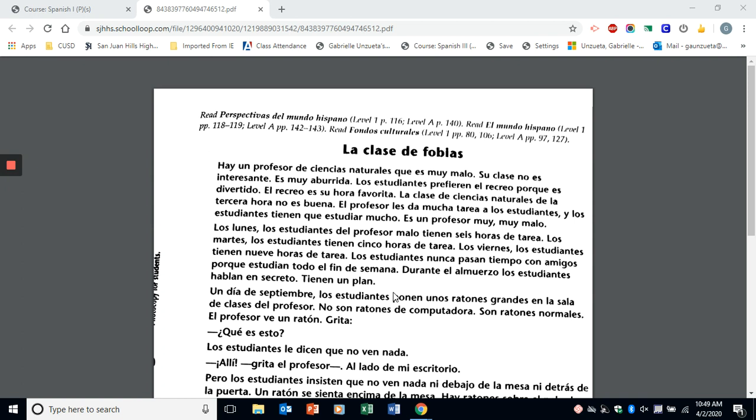Science class in third period is not good. The teacher gives a lot of homework to the students. Look at that "les" for me. That means "gives." He gives a lot of homework to the students. That "les" is an IOP, indirect object pronoun. You'll learn about it in depth in Spanish 2. That refers to the students. We don't have anything like that in English, so there's no English translation for it. So once again, the teacher gives a lot of homework to the students, and the students have to study a lot. There's that "have to" construction there for you. First verb conjugate, second verb doesn't. He is a teacher very, very bad.